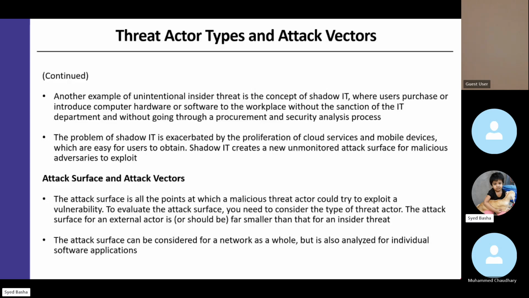Attack vector is something called the tools or the method that is used to attack. That is called the attack vector. Okay, is it clear, brothers? Attack surface and attack vectors. Yeah.